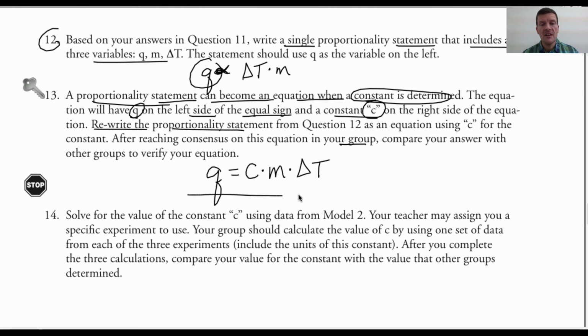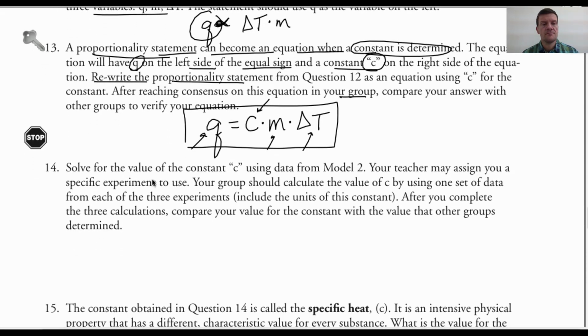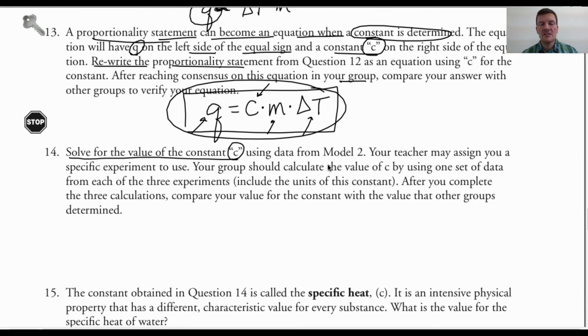And now I have an equation. Again, Q is heat, M is mass, delta T is change in temperature, and this C is a constant for us that we're going to figure out what exactly it tells us. Now we're going to solve for the value of C. In other words, we're going to rearrange this equation and get C all by itself. And then we're going to see what this constant really is representing.